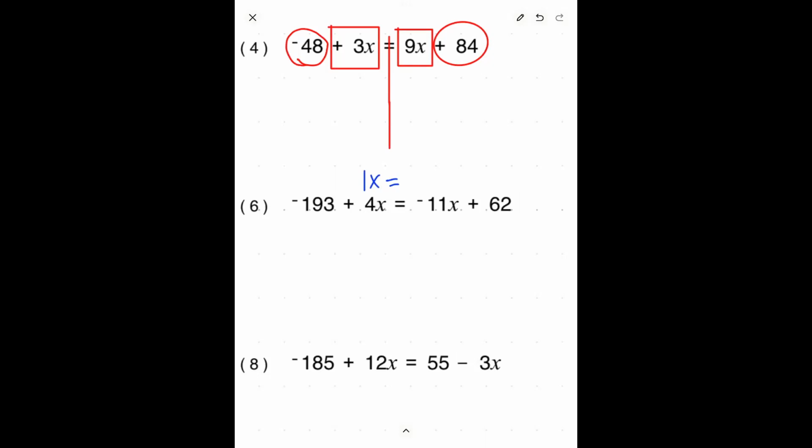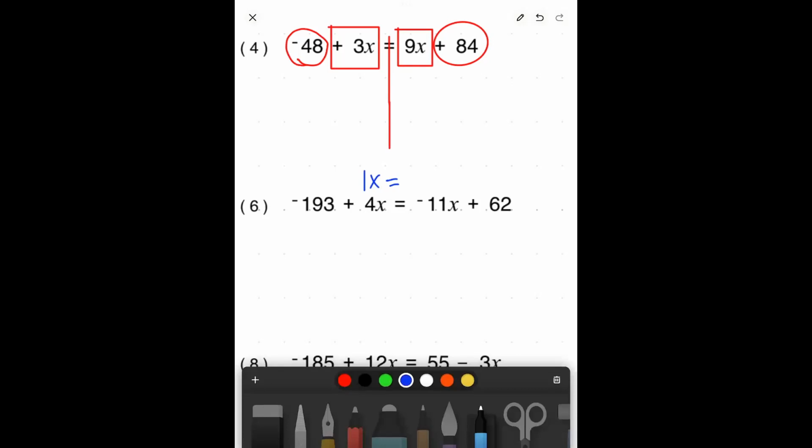So in this case, I'm going to change the color. I'm going to move this negative 48 over here where the plus 84 is, and I'm going to draw a circle. Now, the only rule you've got to remember is that anytime you move something across this line, you've got to change the sign. So this is a negative 48, and when I move it across the line, it's going to become a positive 48.